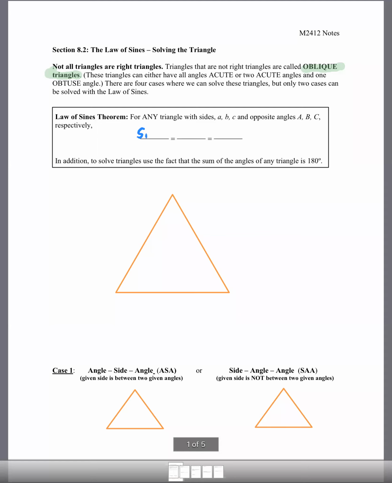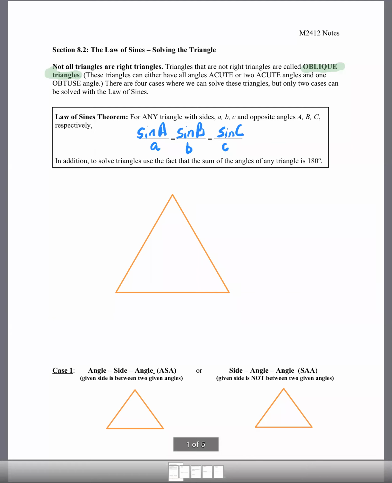The sine of angle A is to A, its opposite side, as the sine of angle B is to B, its side, as the sine of angle C is to its opposite side, C. We also know for any triangle that the sum of the angles is always 180 degrees. Now, this theorem is just a shorthand way to write 3 different proportions.